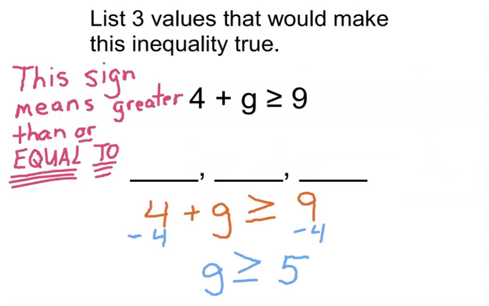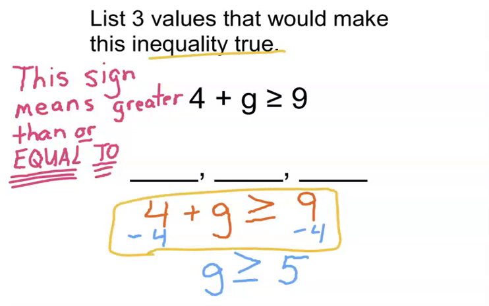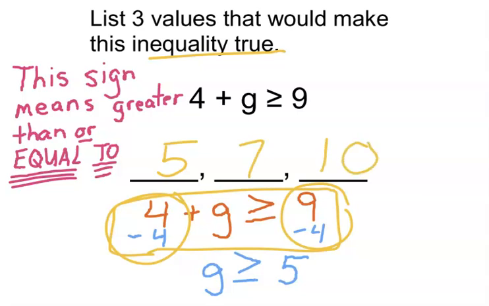List 3 values that would make this inequality true. Okay, so I wrote it down here, and I basically solved for g. I subtracted 4 from this side and subtracted it from this side. So I know that g is greater than or equal to 5. So 5 could be a possible answer, and then any number larger than 5. So it doesn't really matter what you put here. You could put 5, 6, 7, 8, 9, 10, 11, 12. Any number, as long as it is 5 or bigger, because this means greater than or equal to the number 5.